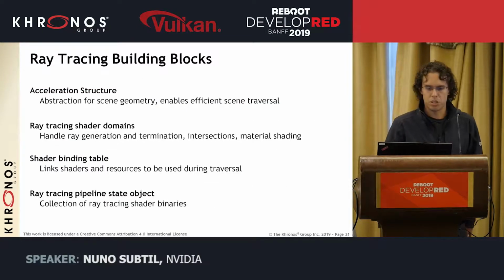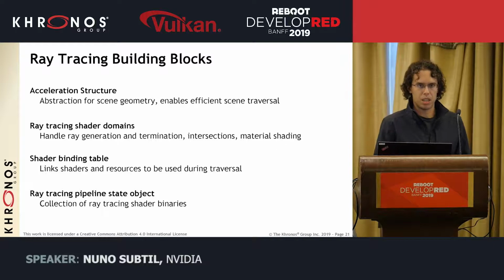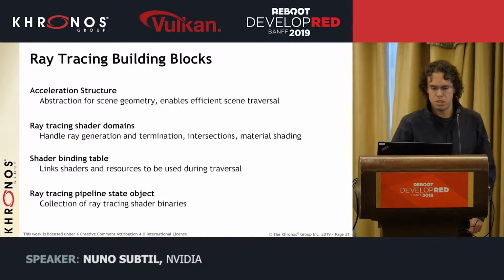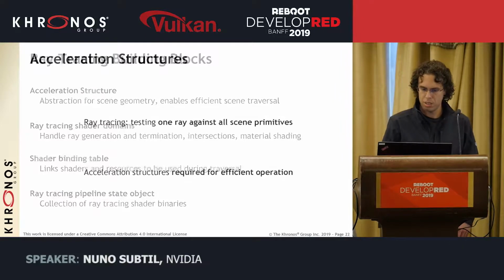So in terms of building blocks, we're going to define 4 new building blocks on the Vulkan API. One is an acceleration structure. That's an abstraction for scene geometry that we'll cover in a bit. We're going to define new shader domains for ray generation, hit shading, and so on. There's going to be this new concept of what we call a shader binding table. This is a table that links different shaders with different resources used by those shaders. And we'll go into a bit more detail on this as well. And also, we're going to define a ray tracing PSO, which is analogous to a rasterization PSO. It's a collection of ray tracing shader binaries. And it's actually relatively simple compared to the raster PSO in practice.